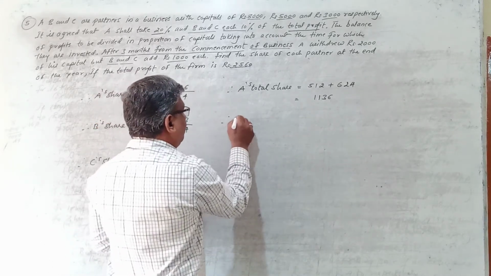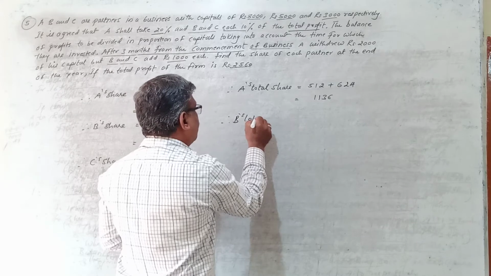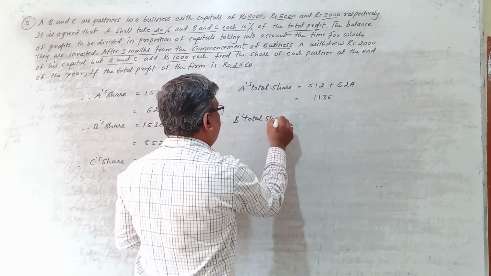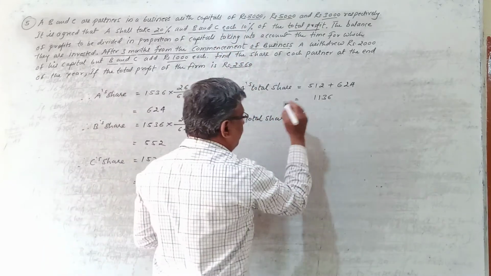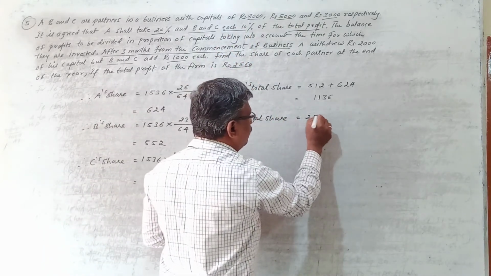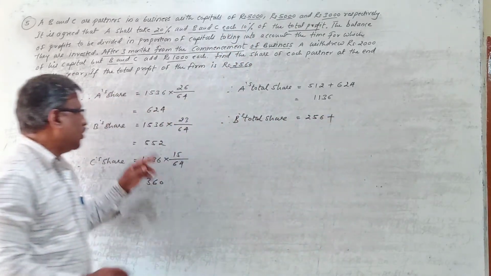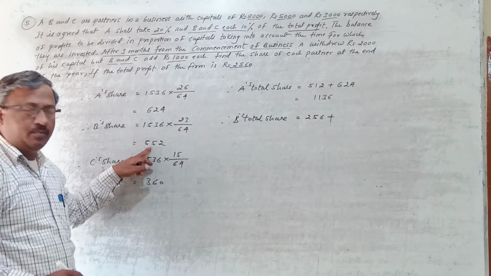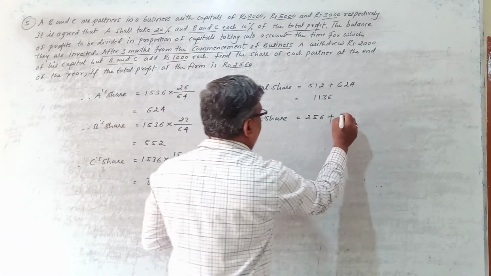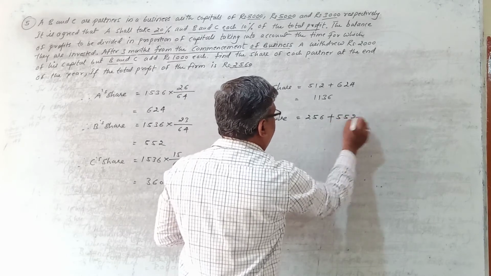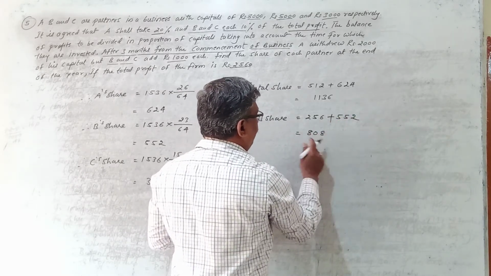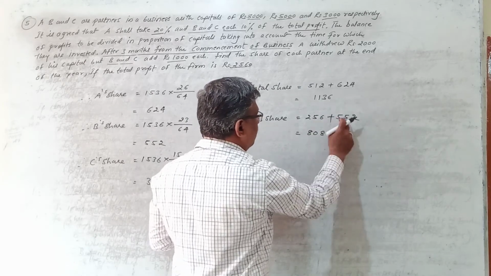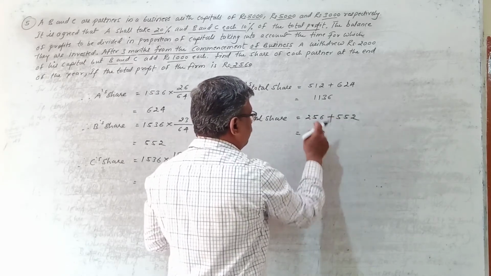Like that, we have to find B's total share. So B's total share will be, B gets 10% of the total profit which you have calculated at the beginning, it is 256 rupees, right? Plus he gets a share in distributed capital proportion, it is 552 rupees. So this comes to 808 rupees. 6 plus 2 is 8, 5 plus 5 is 10, carry 1, 6 plus 2 is 8.